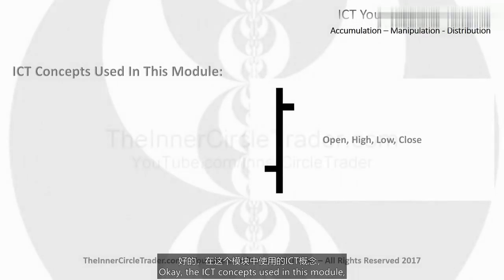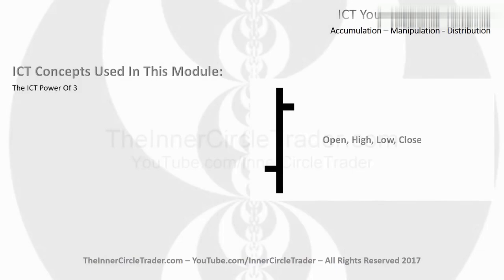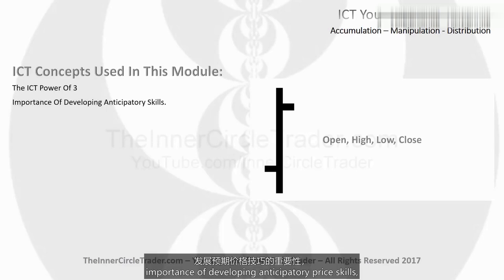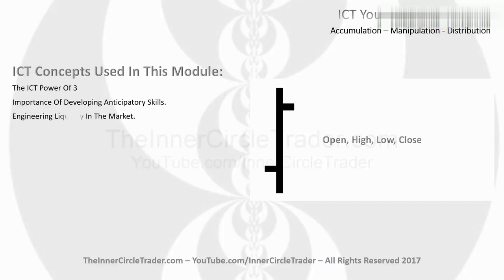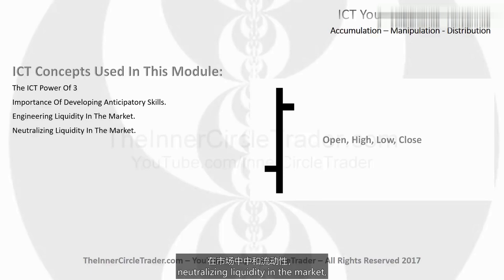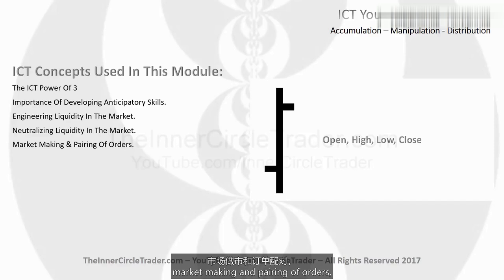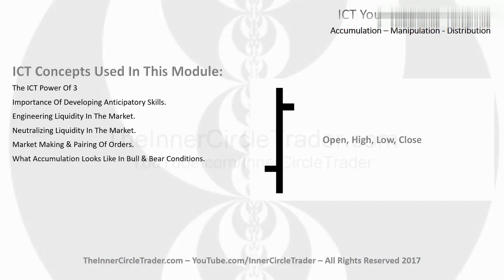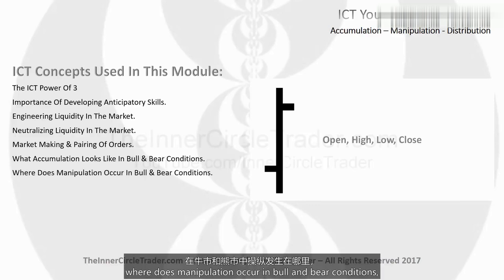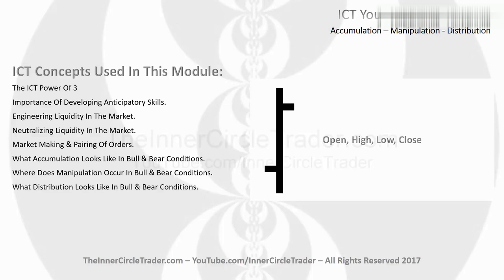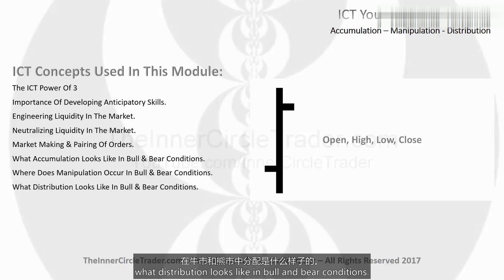Okay, the ICT concepts used in this module: the ICT Power of 3, importance of developing anticipatory price skills, engineering liquidity in the market, neutralizing liquidity in the market, making and pairing of orders, what accumulation looks like in bull and bear conditions, where manipulation occurs in bull and bear conditions, what distribution looks like in bull and bear conditions.